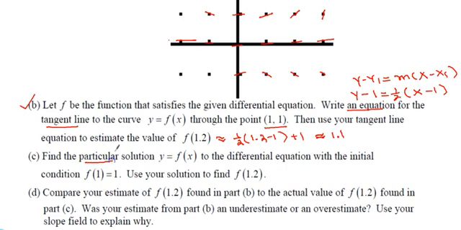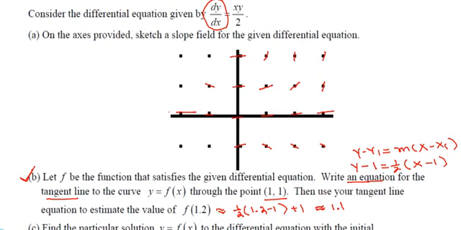Find the particular solution of the differential equation. Particular solution means we have to find a C using this initial value, and use your solution to find f(1.2). So this was our estimation. Now we are going to find the actual solution. I'm going to use the white space given here.